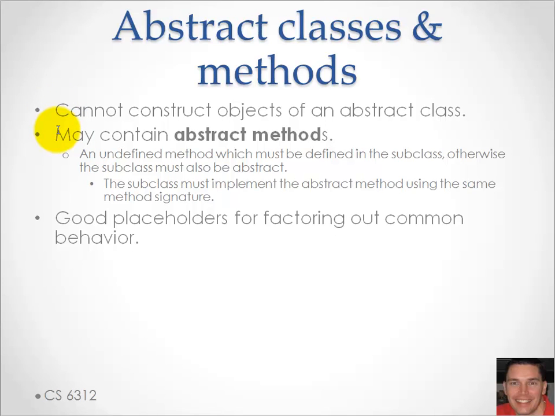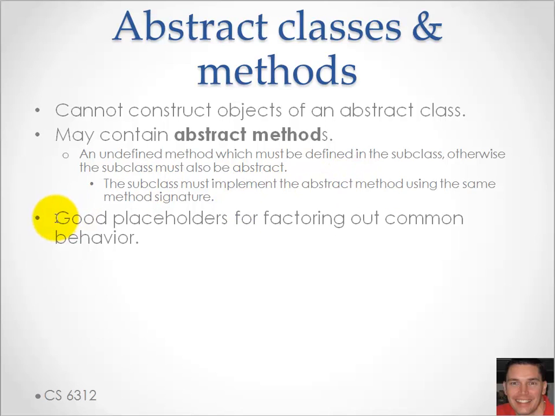Now, when you write an abstract class, it may or may not contain abstract methods. If you do have an abstract method, that is an undefined method which must be defined in the subclass. If that abstract method is not defined in the subclass, then that subclass must also be abstract. What I mean by defined is it must be implemented. That means it's going to have a method body. When a subclass actually implements an abstract method, it has to use the same method signature.